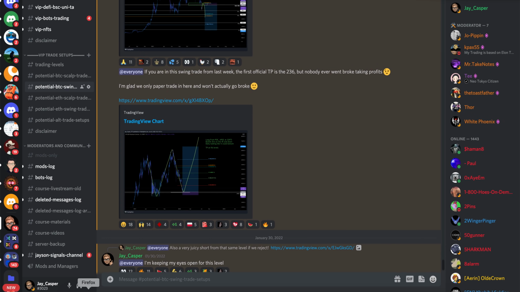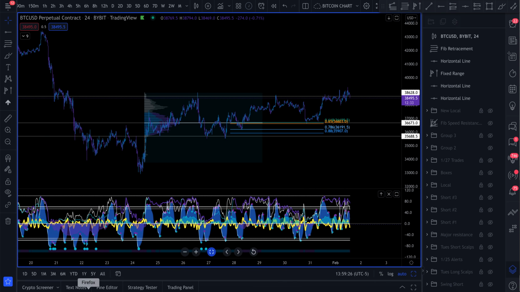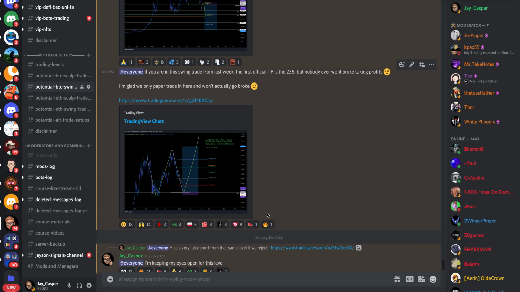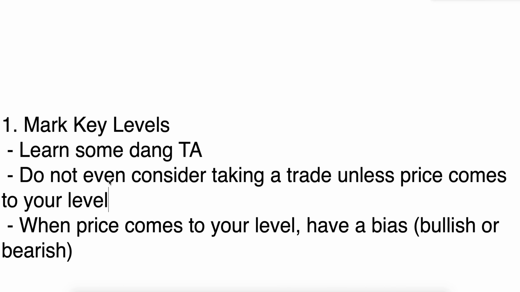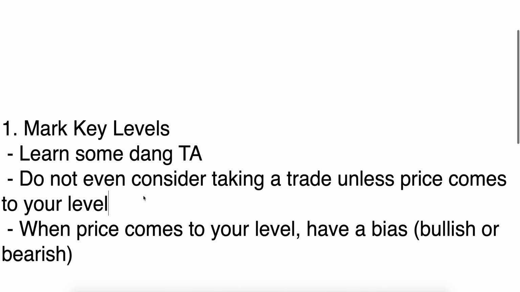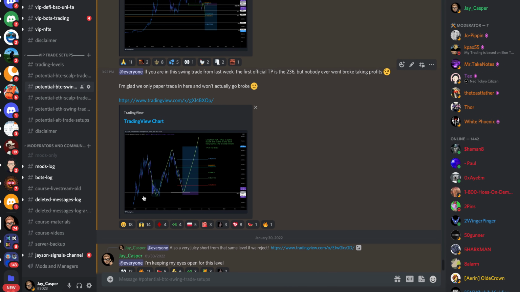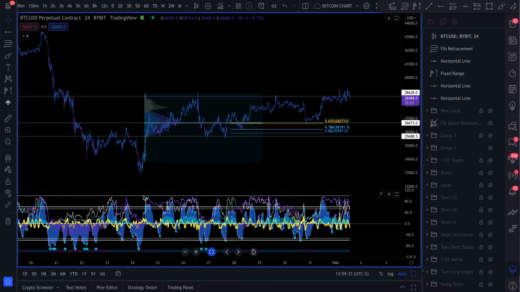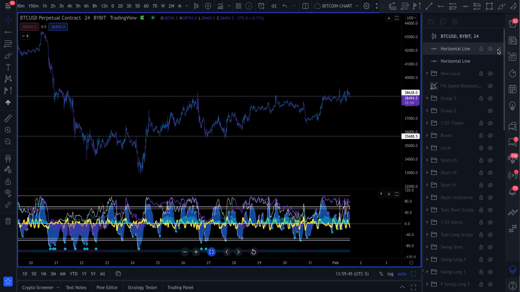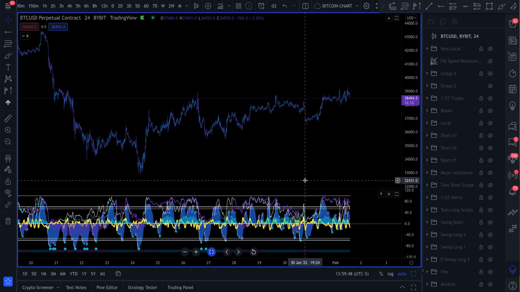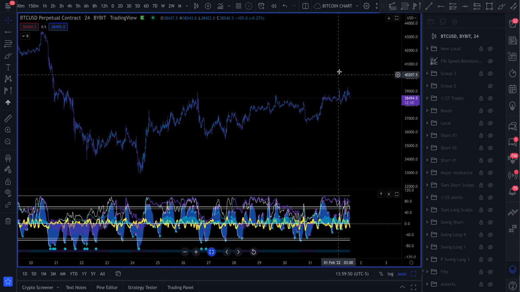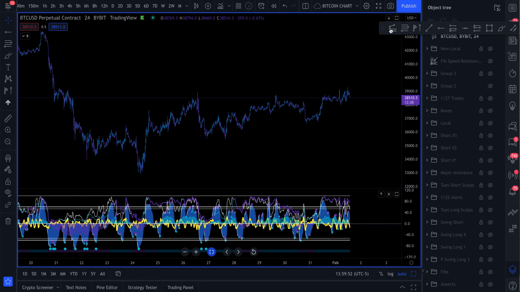And so we are waiting for these very key levels, and we need to promise ourselves, okay? Do not even consider taking a trade unless price comes to your level. Now, when price does come to your level, this is very important because a lot of people get trigger shy. They're like, Jason, I see price coming to my level, but I don't know whether or not to take a trade. Because the truth is, when price is coming down and dumping, right, it can be scary to enter a long.